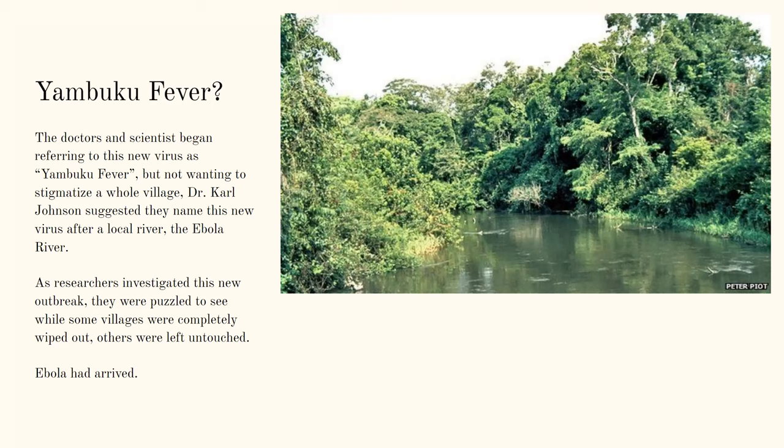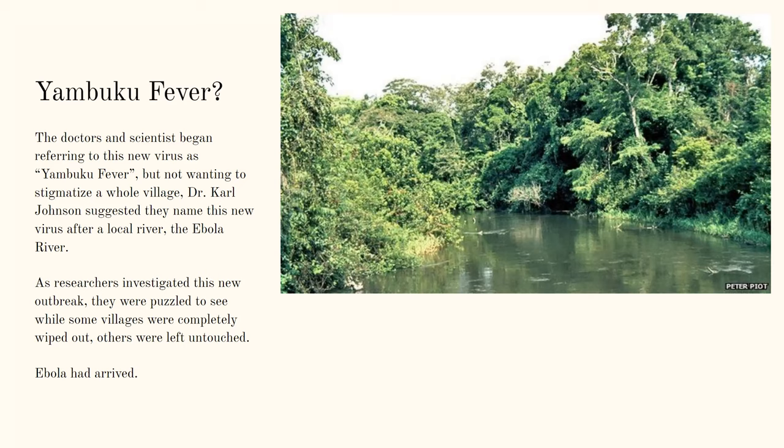So they wanted to come up with another name. Dr. Charles Johnson actually came up with the name Ebola, named after the Ebola River, which is nearby to Yambuku, Zaire. So that's how we get the name Ebola. It's named after the Ebola River. As researchers investigated the new outbreak, they were puzzled to see some villages were completely wiped out and others left untouched.